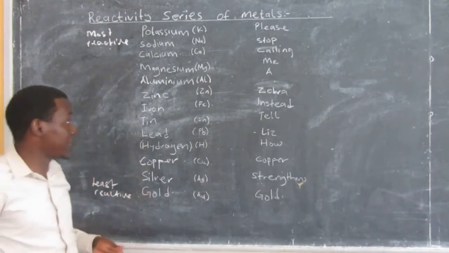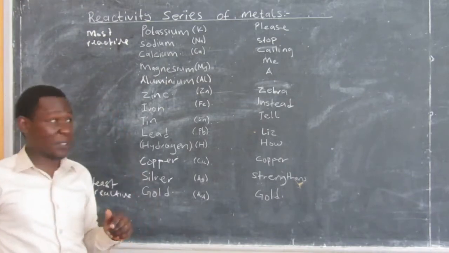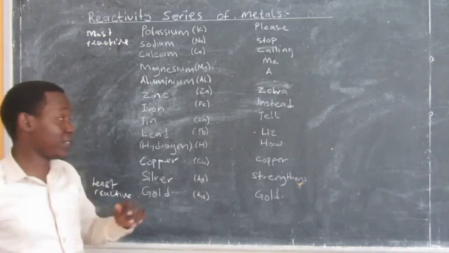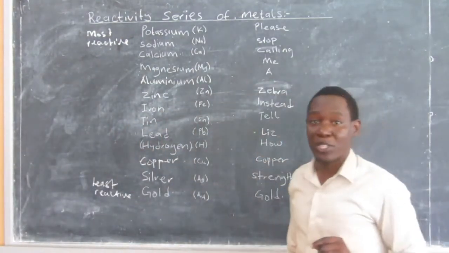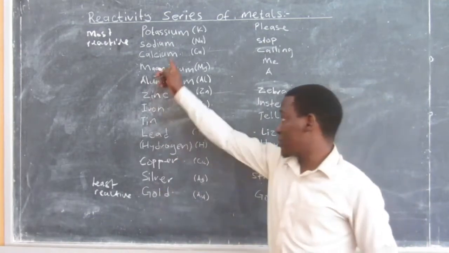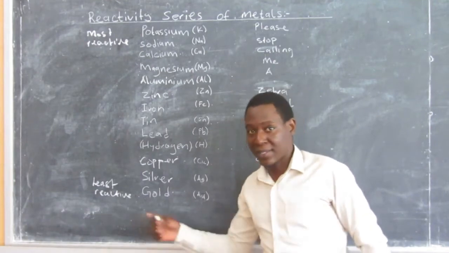You might see that in some textbooks they add carbon, which will go around here, I think. But carbon, for me, I'm not going to include it here. The reason being, carbon, we take it as a metalloid. It's not a full metal. Therefore, it can act as a non-metal sometimes. That's why it doesn't appear in our reactivity series, as you can see.